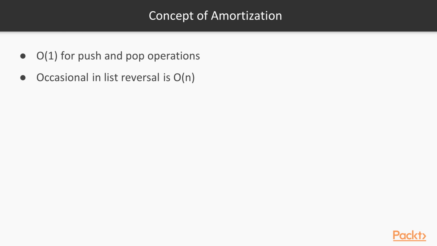We may have an occasional expensive operation. However, the overall pop cost will be big O of 1. In this video, we've learned about imperative implementations and amortization.